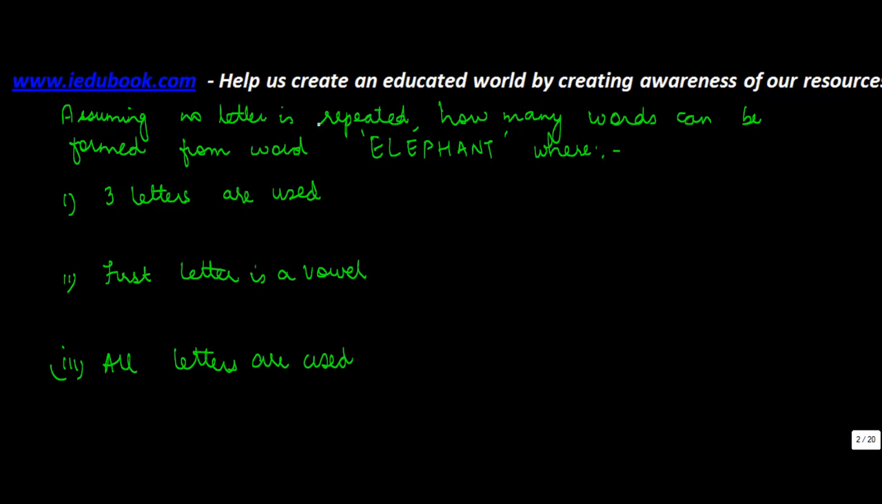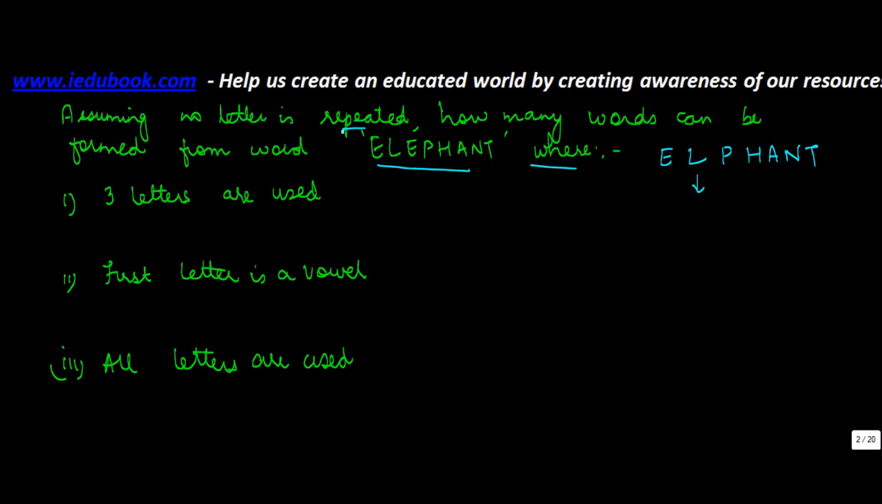Assuming no letter is repeated, how many words can be formed from the word alphabet elephant where 3 letters are used? Now if you notice in the word elephant, what are the different items that you have? You have E, you have L, then E is repeated. So really, we don't take it the other way around. Then you have P, H, A, N, T.